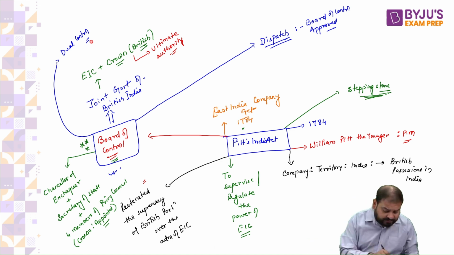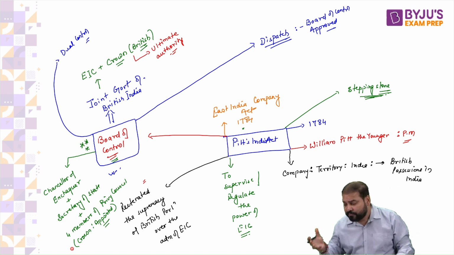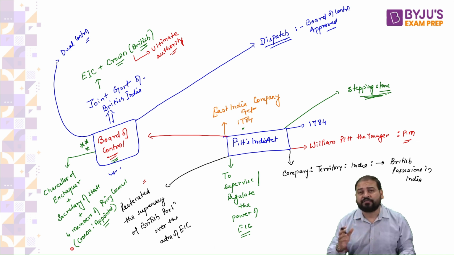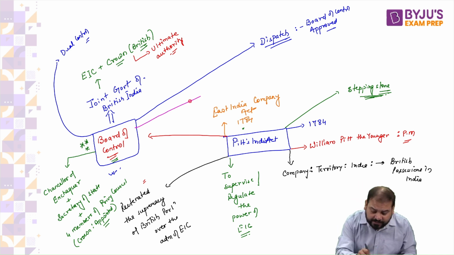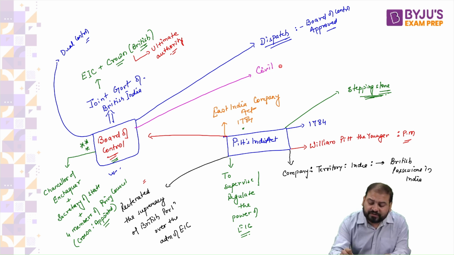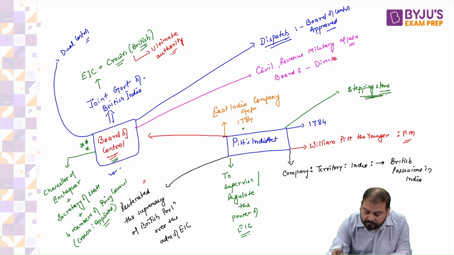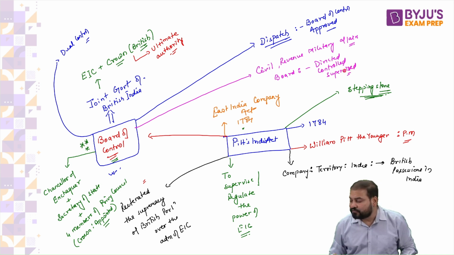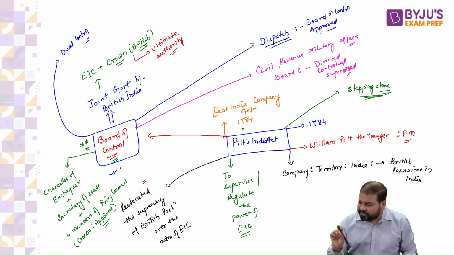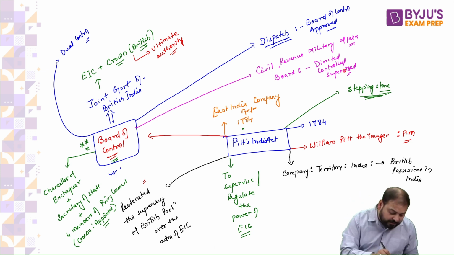Everything, please understand, in 3 words you should understand. Prasad is asking, sir, what is the power of this Board of Control? If I write here, basically all the civil, all the revenue, all the military affairs of the company were now to be directed, controlled, supervised by the board. Everyone, do you think it is powerful or not now? Each and every work which is being done will be done by them.